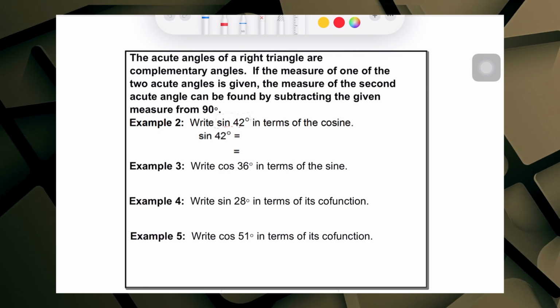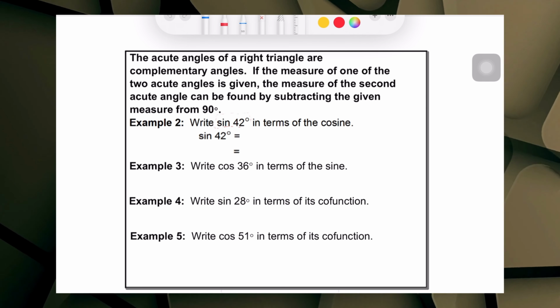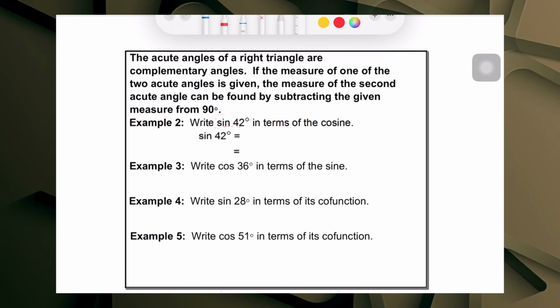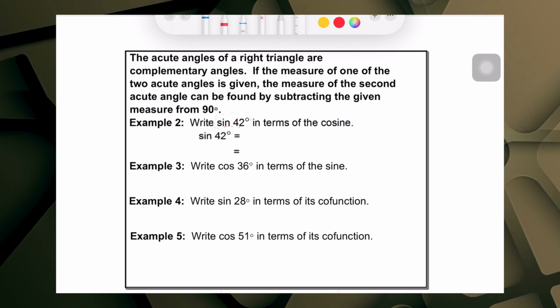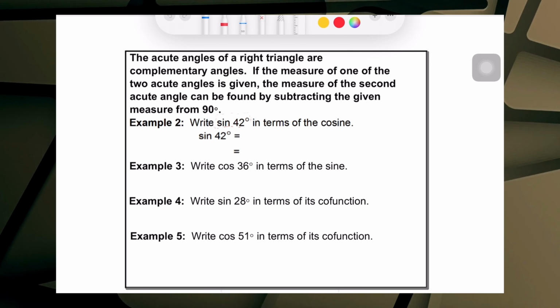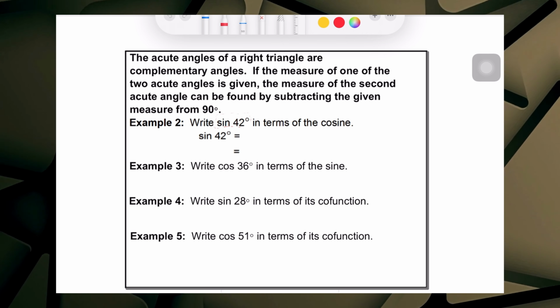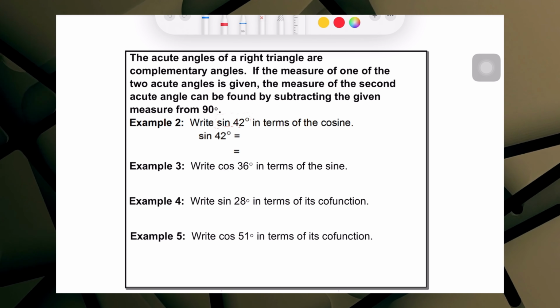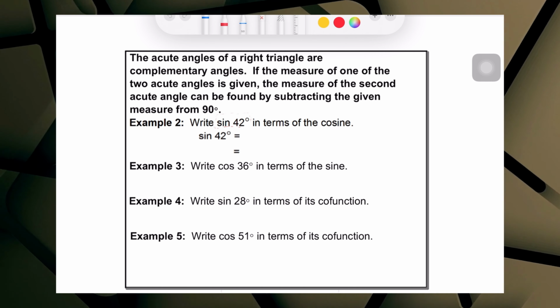The acute angles of a right triangle are complementary angles, meaning two angles whose measures add up to 90 degrees. If the measure of one of the two acute angles is given, the measure of the second acute angle can be found by subtracting the given measure from 90 degrees.